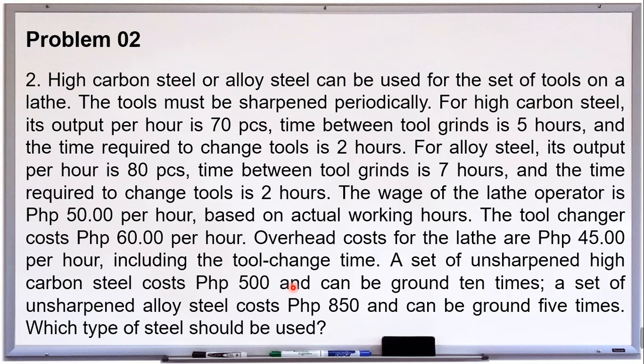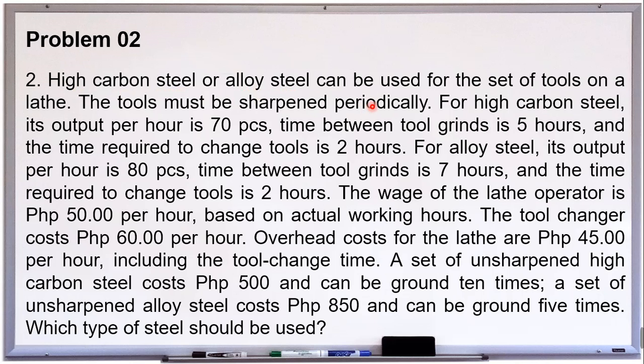Okay, let's proceed to problem number 2. In this problem, the goal here is to select the best material for the set of tools on our lathe machine. So we have two alternatives. The first one is by using high carbon steel, and the second one is by using alloy steel.